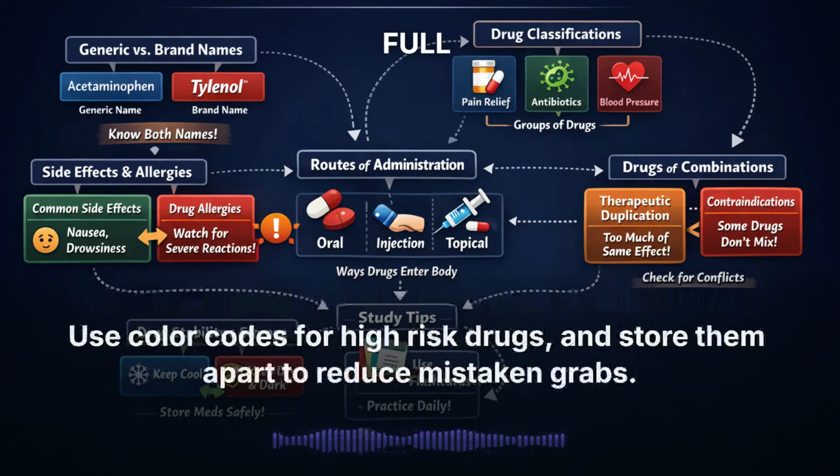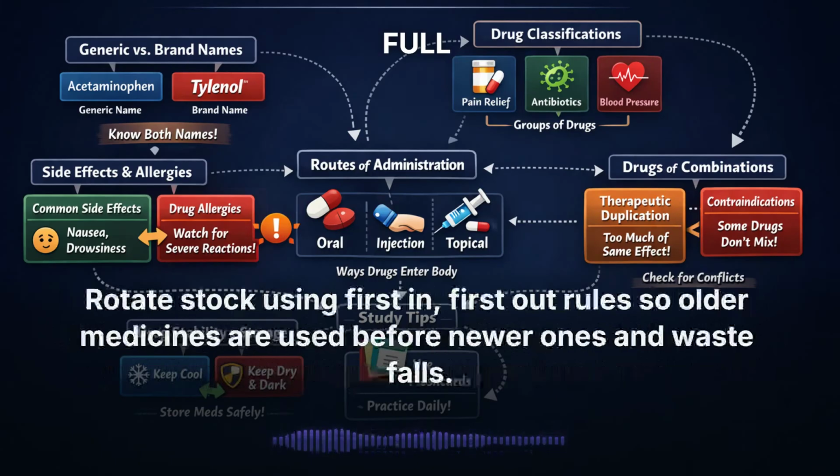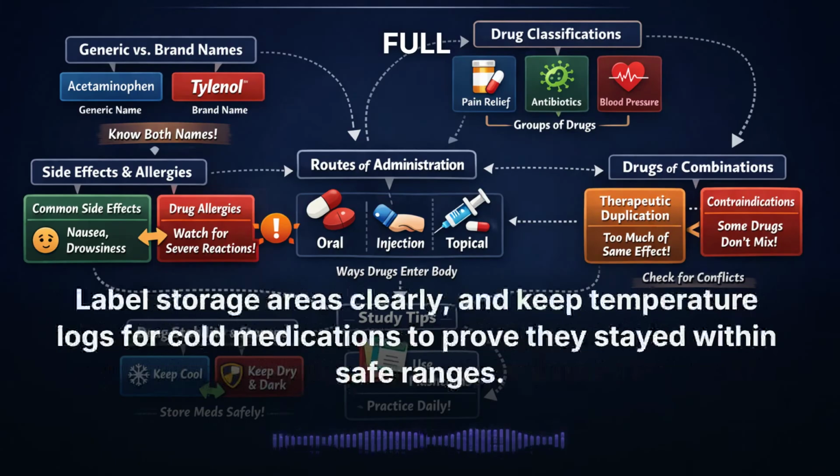Use color codes for high-risk drugs and store them apart to reduce mistaken grabs. Rotate stock using first-in, first-out rules so older medicines are used before newer ones and waste falls. Label storage areas clearly and keep temperature logs for cold medications to prove they stayed within safe ranges.